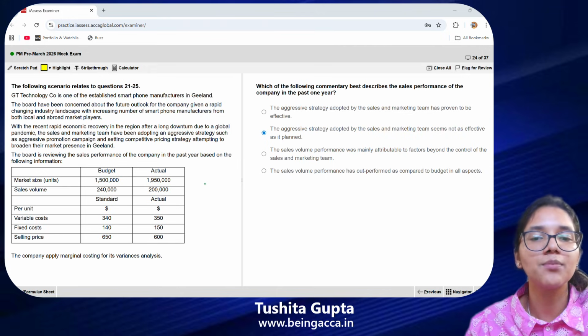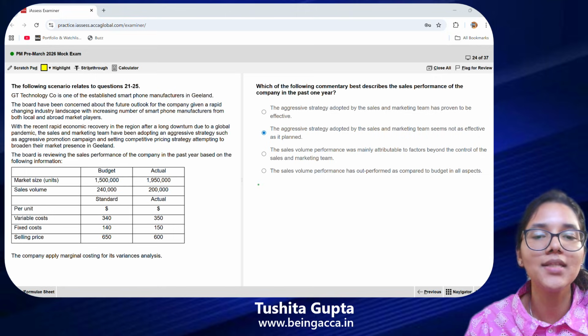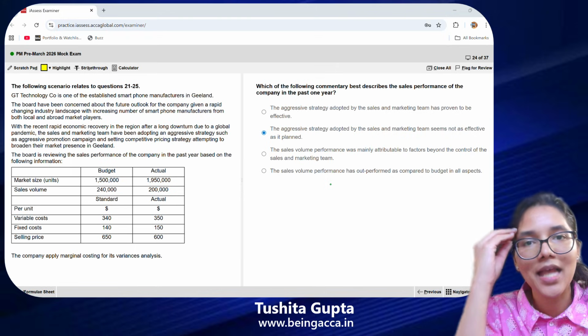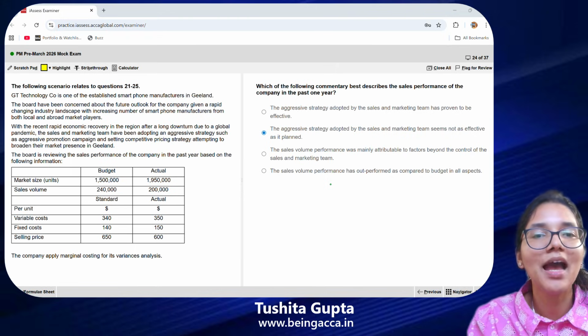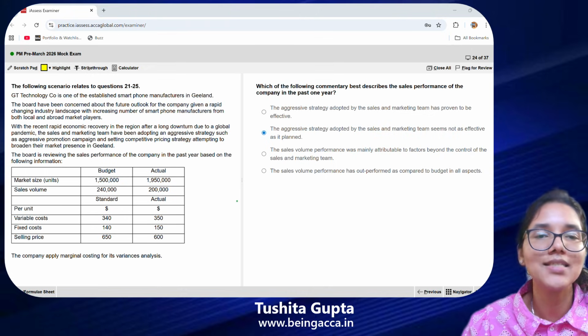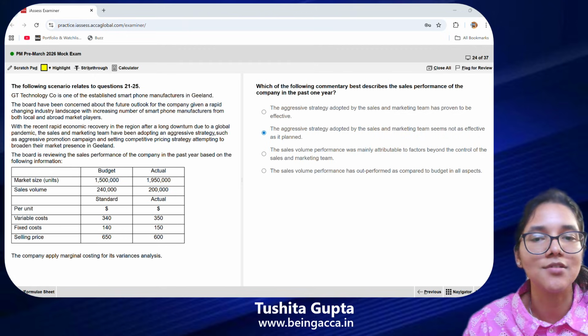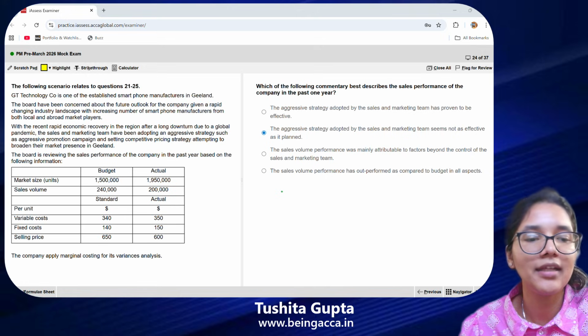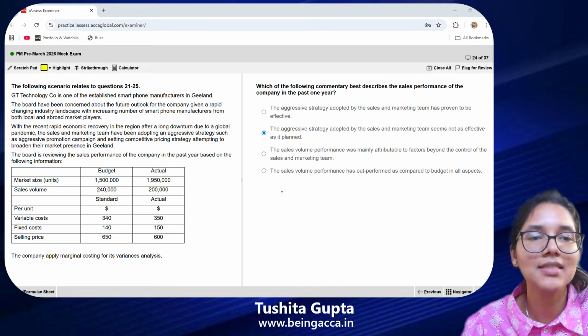And the fourth statement says that the sales volume performance has outperformed compared to the budget in all aspects. This is absolutely rubbish. We have sold lesser number of units than we were thinking, and the price is also bad. So the last statement also cannot be my answer. So it has to be option B. Are you all with me? Should I take you to the last question basis this case study now?